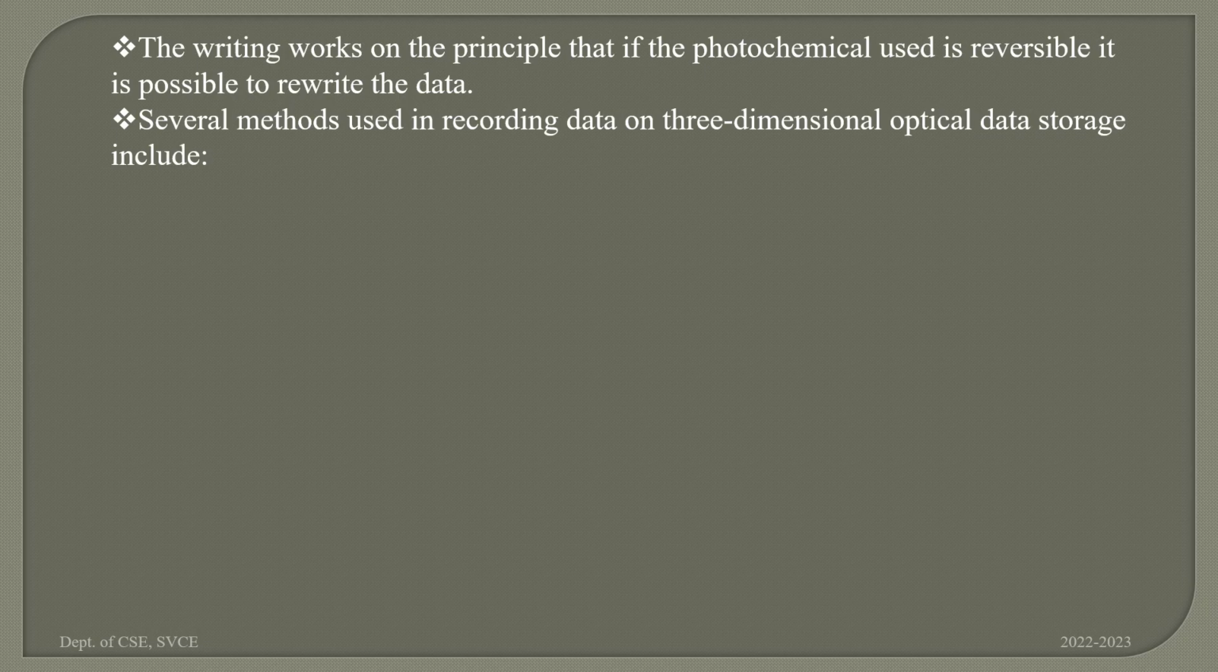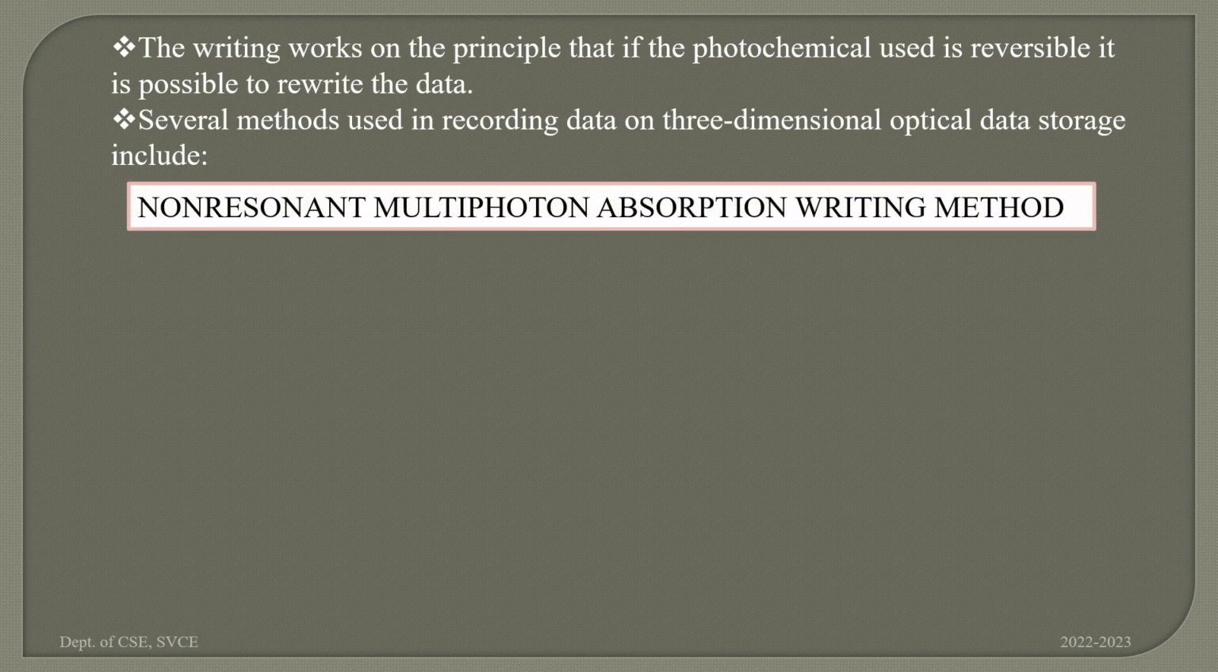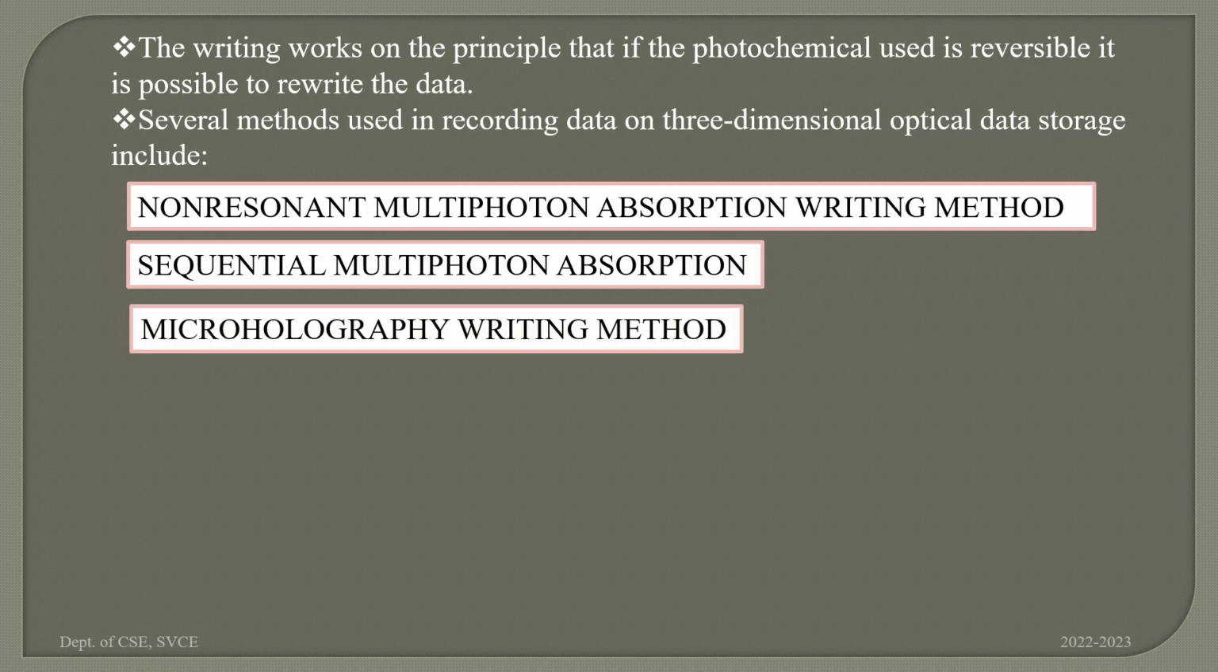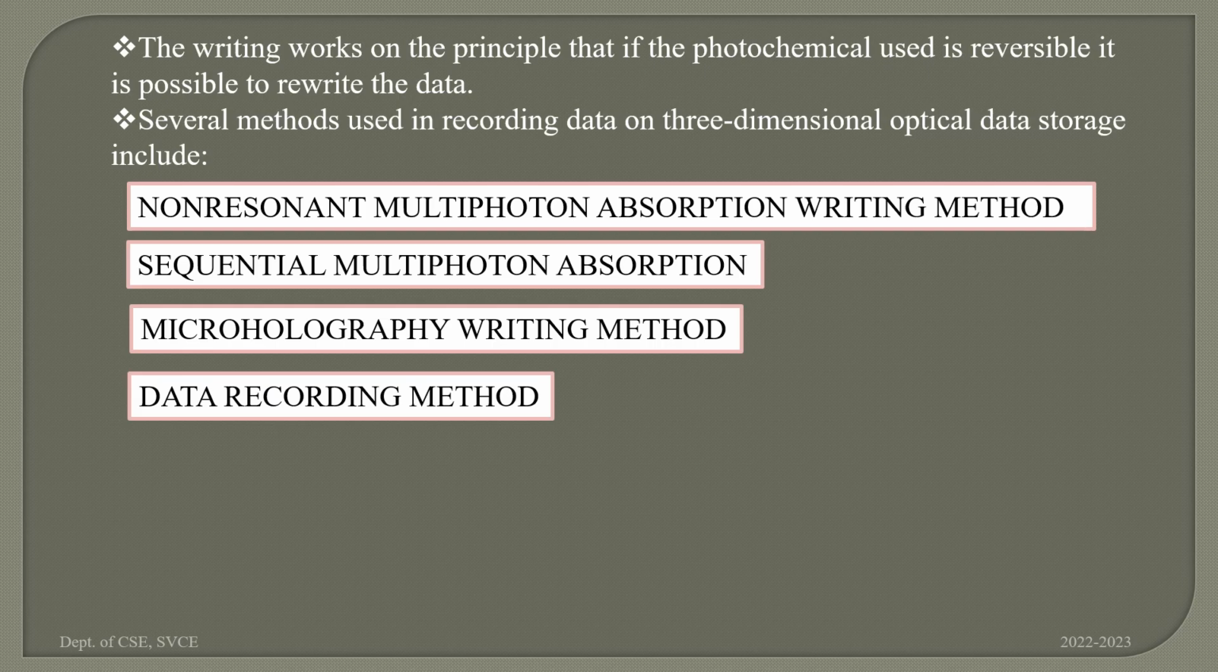There are several methods used in recording data on three-dimensional optical data storage, which include the non-resonant multiphoton absorption writing method, sequential multiphoton absorption, microholography writing method, and data recording method. These are the methods which are included in three-dimensional optical data storage.